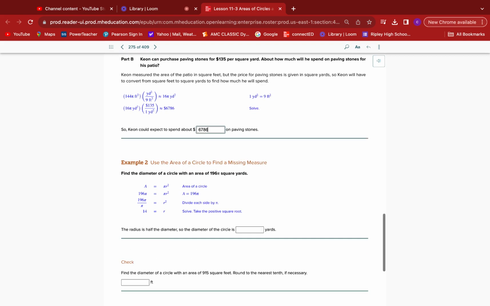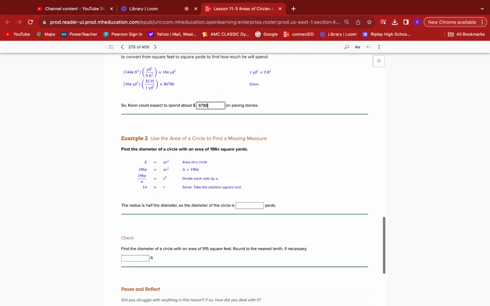page 648. All right, got to find the area of a circle with a missing measure, and they give me the diameter, which means I've got to divide by 2. No, I've got to find the diameter, and they give me the area. Interesting. And they did this one for me. Okay, well, nice. Area is 196 pi equals the formula pi r squared.